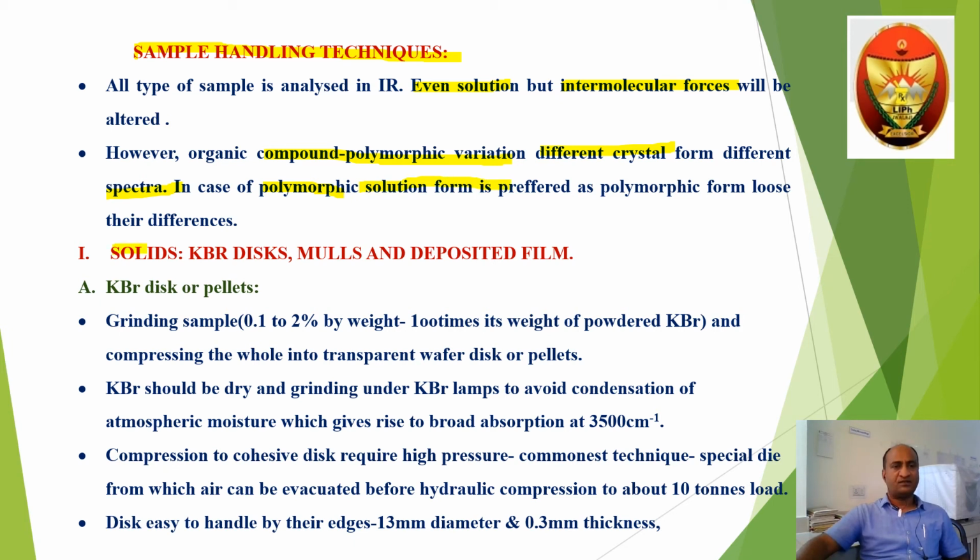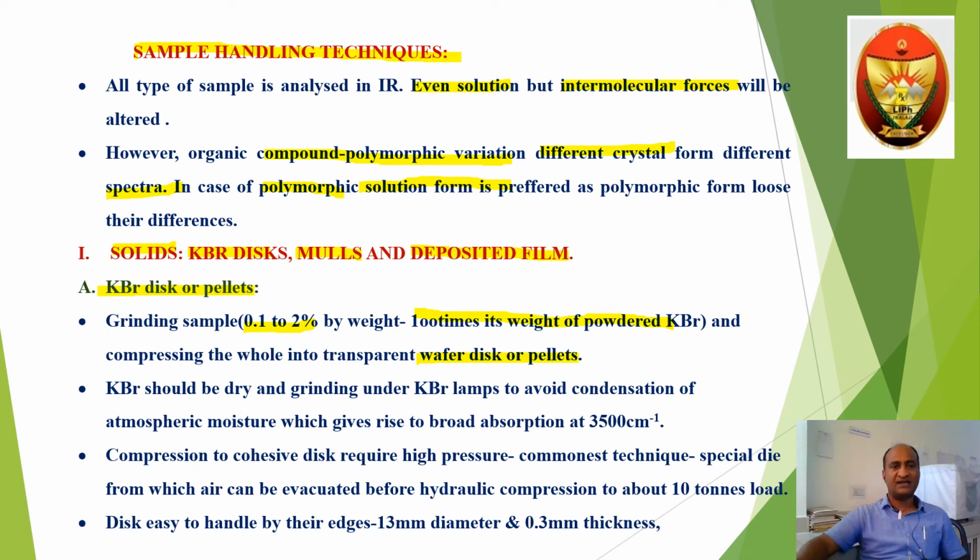For the solid sample, we have three different techniques: potassium bromide discs or KBr discs, the Mulls technique, and deposited film. So a solid sample can be analyzed by any of these three techniques. In KBr discs or pellets, we take a sample around 0.1 to 2% by weight, and taking 100 times its weight of powder KBr, we grind together and compress it to give a wafer disc or pellet.